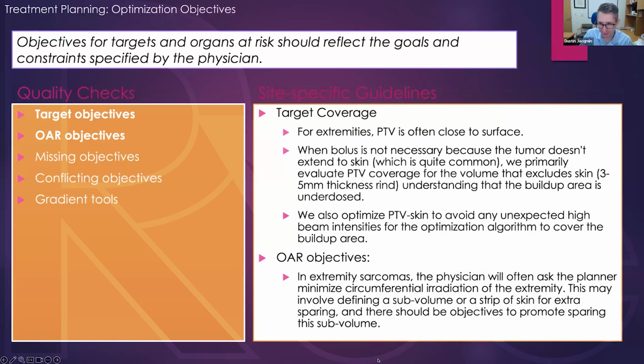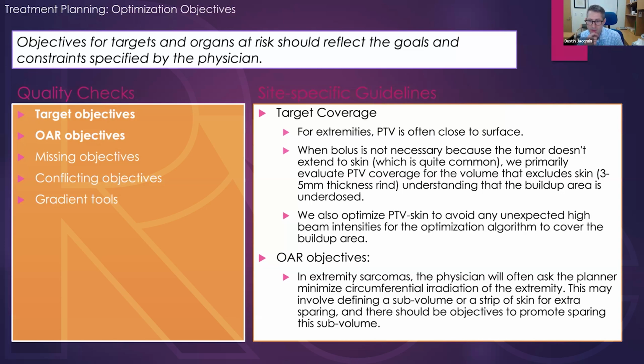I skipped to the second bullet point. So for extremity sarcomas, the PTV is often close to the surface. So while bolus is not necessary in most cases because the tumor doesn't extend to the skin, we will primarily evaluate PTV coverage for the volume that excludes the skin. And we'll also optimize to the PTV minus skin to avoid any unnecessary high beam intensity near the surface of the patient that might cause hot spots and skin toxicities. So that's one thing to keep in mind. Our optimization structures will be peeled away from the skin.